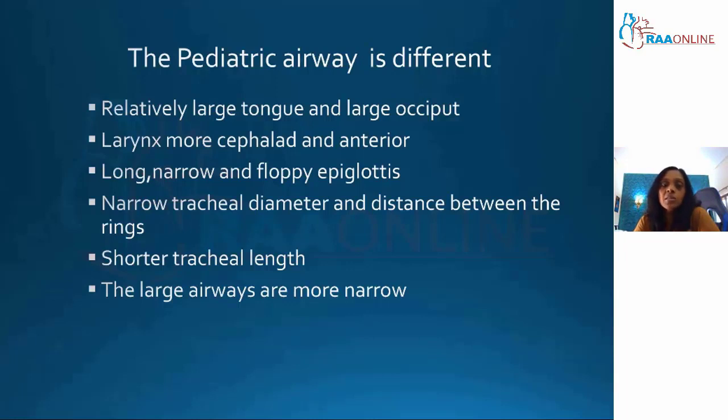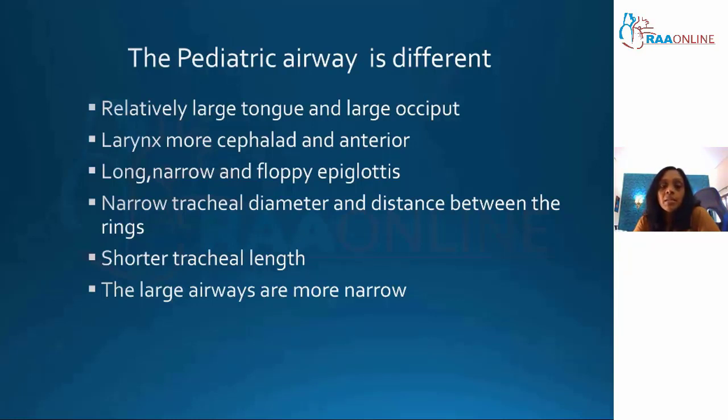The epiglottis is narrow and long and is floppy. This helps us change our maneuvers while intubating, because the floppy epiglottis keeps falling into our visual field when we are trying to intubate. So you need to devise techniques where you lift that epiglottis upwards so that the cords come into view when you intubate. So remember that this is also the case in children. The epiglottis is long and narrow and is floppy.